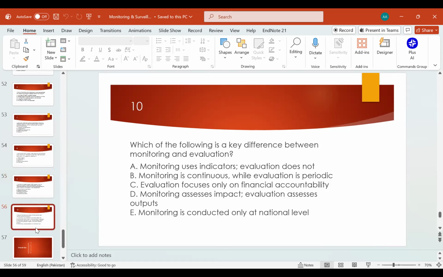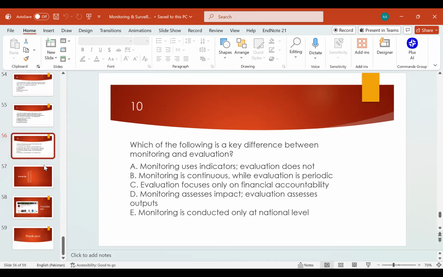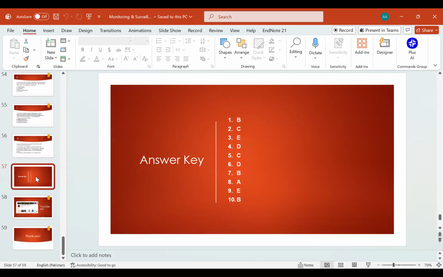Which of the following is a key difference between monitoring and evaluation? A, monitoring uses indicators, evaluation does not. B, monitoring is continuous while evaluation is periodic. C, evaluation focuses only on financial accountability. D, monitoring assesses impact, evaluation assesses outputs. Or E, monitoring is conducted only at national level. Yes, it is B. Monitoring is continuous while evaluation is periodic, usually. So this is the answer key.